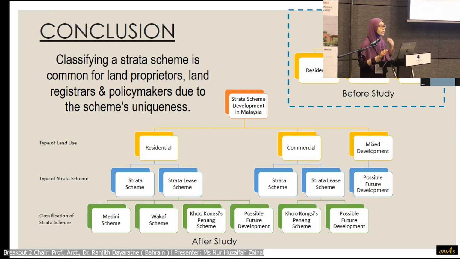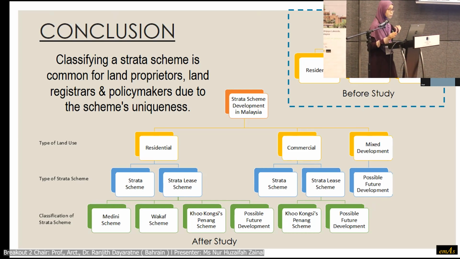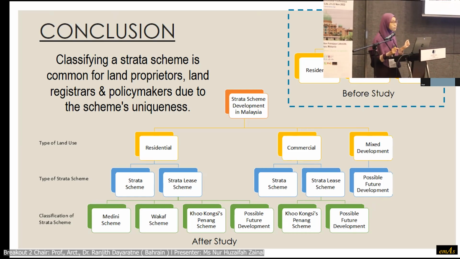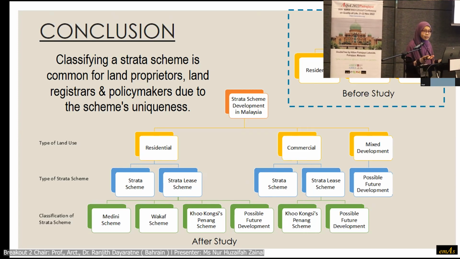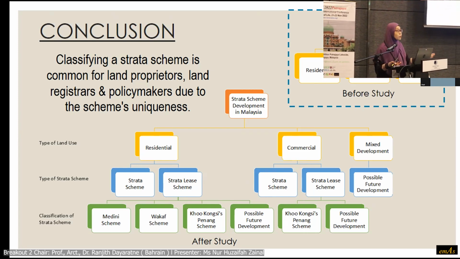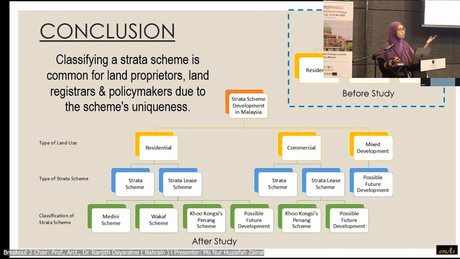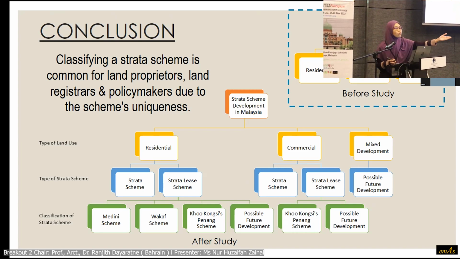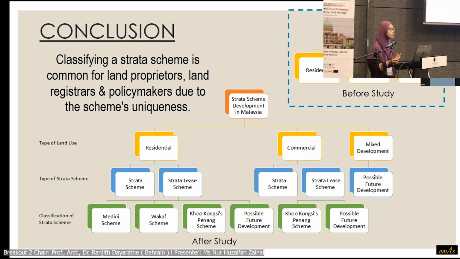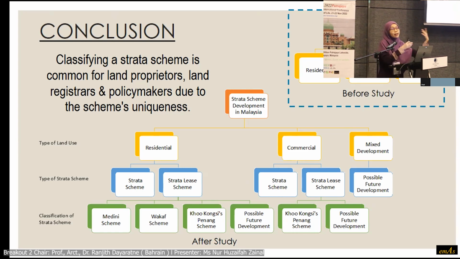1 is the lawmaker, the law policy, which is in Putrajaya. 2 is the land registrar, the one who actually registered the title. And 3 is the land proprietor themselves, for example, the owner of Medini, the owner of Wakaf land, and the owner of Kukongsi land. These 3 are the ones who identified that there is a different strata scheme, to make it easier for them to govern or control the building compared to other normal strata buildings.